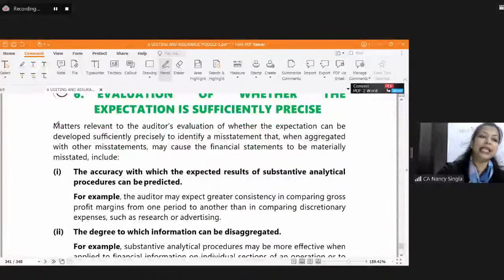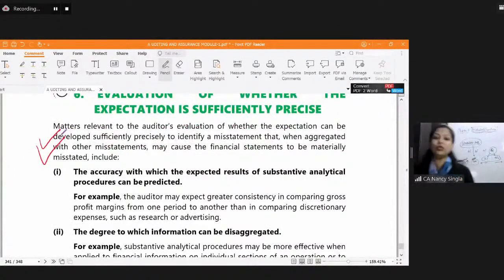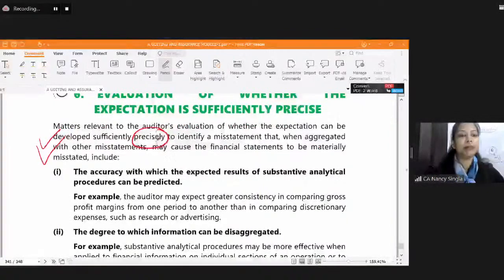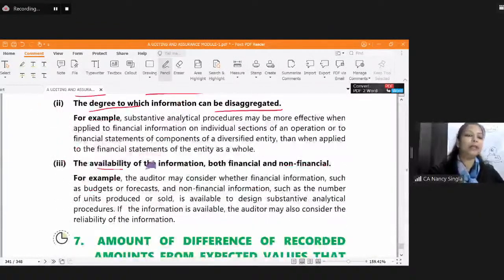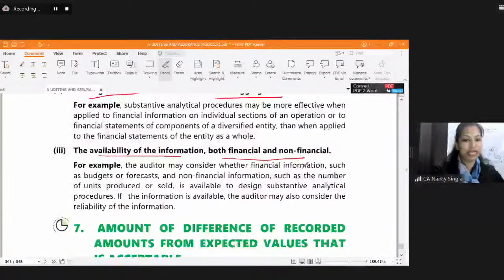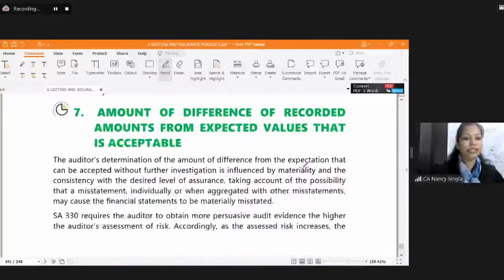What is this? It says that the auditor will here see whether it is possible to develop an expectation precisely. What is meant by precisely? Accurately. And it depends upon three factors. What are those? The accuracy with which expected results can be predicted. For example, the auditor may expect greater consistency in comparing gross profit margins from one period to another than in comparing discretionary expenses like research expenditure. Then the degree to which information is disaggregated, which we have already done, and the availability of reliable information, both financial and non-financial. Then what is the amount of difference?